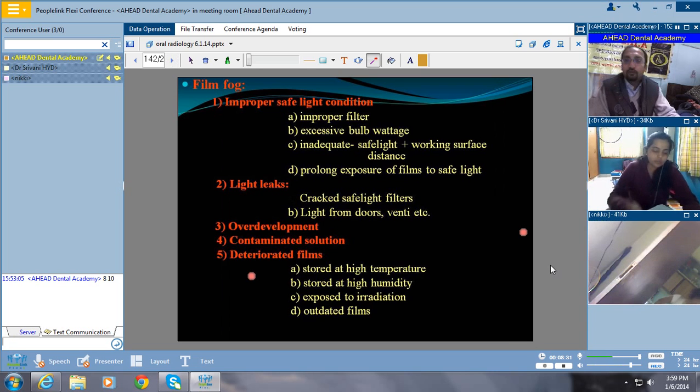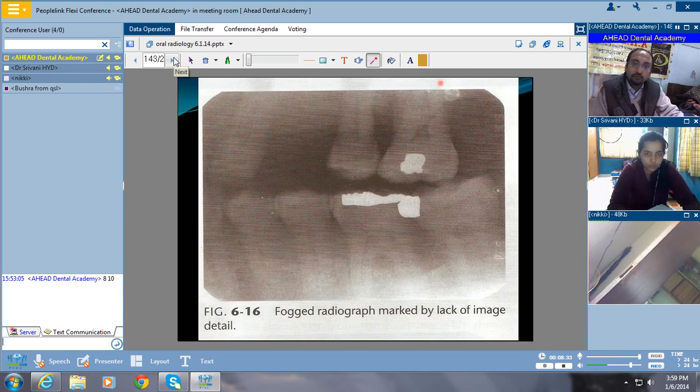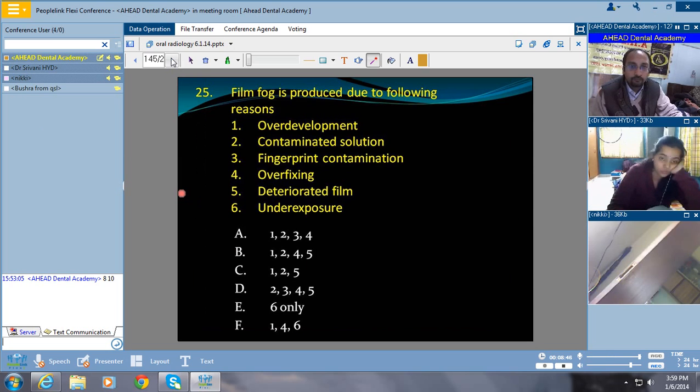Film fog. This is how a film fog generally appears. Can you see this? This is giving a very foggy kind of appearance, isn't it? You can't really visualize how this appears. So there are lots of causes of film fog. Film fog is produced due to which of the following reasons? So think logically, what could be a reason?